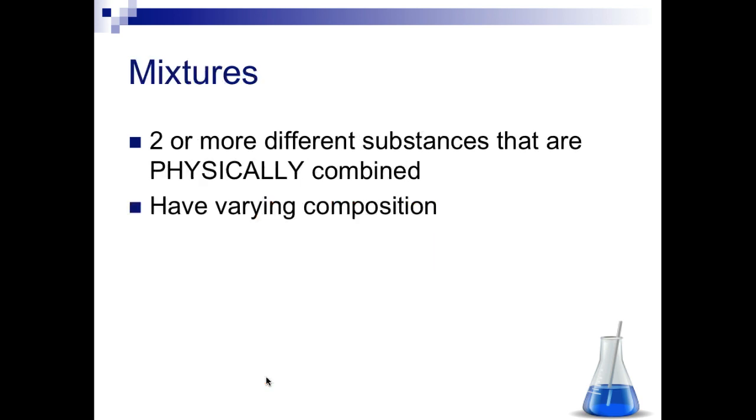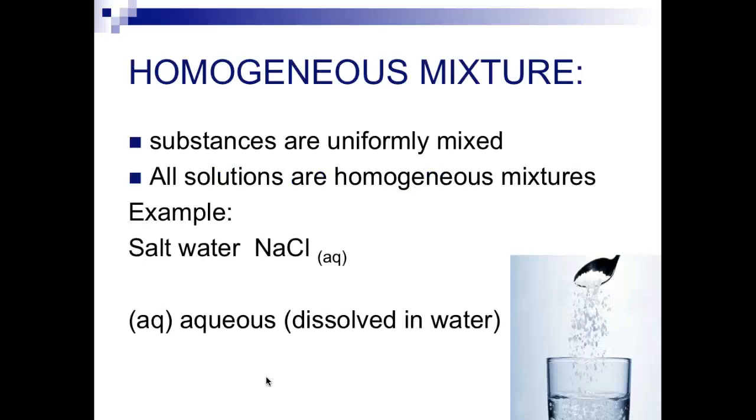Now let's talk about mixtures. Mixtures are 2 or more different substances that are physically combined, and they have varying composition. Remember, under that umbrella that we called mixtures, when we looked at that chart at the beginning of this lesson, there are 2 different types of mixture. The first one is homogeneous. A homogeneous mixture has substances that are uniformly formed. All solutions are homogeneous. For example, if you have a salt water solution, and this AQ means dissolved in water, you cannot tell the difference between the water and the salt, and you cannot physically separate them.